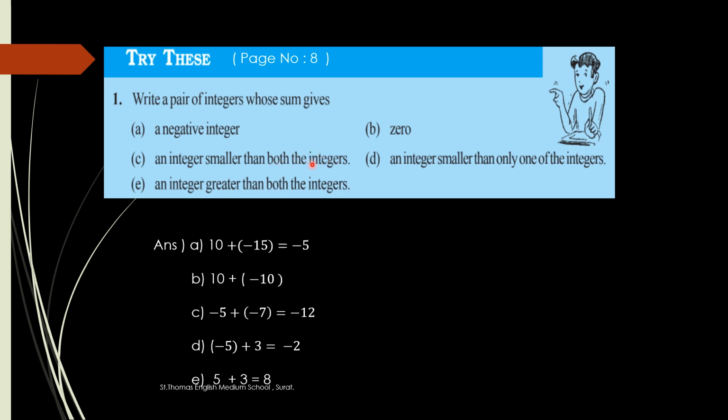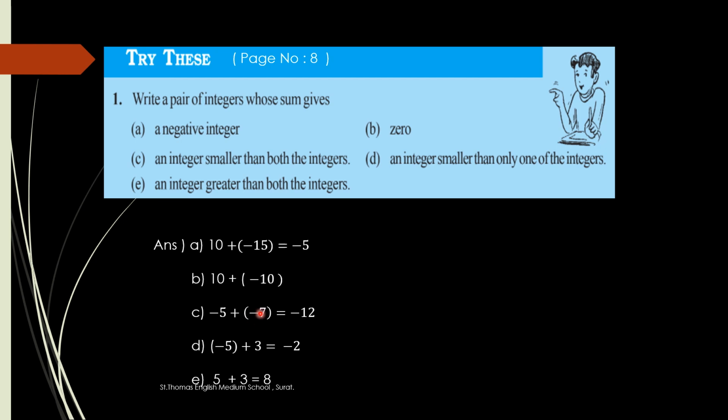Third one, an integer smaller than both the integers. So you can take two integers, but the answer should be an integer, and it should be smaller than both the integers. Question is clear? So I am taking here minus 5 plus minus 7. Both are integers. When we add, both are negative numbers, so we will get minus 12. 5 plus 7, that is 12, and both have negative sign, so you have to put minus 12. Now let's check whether this minus 12 is smaller than both the integers. We know that minus 12 is smaller than minus 7, right? Again, minus 12 is smaller than minus 5 also.